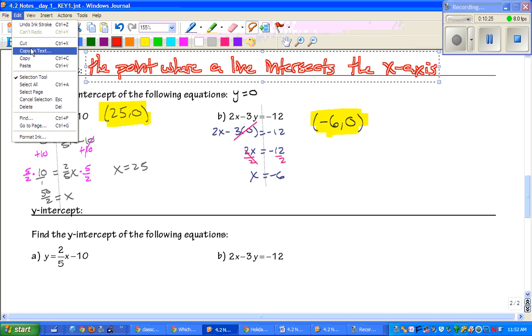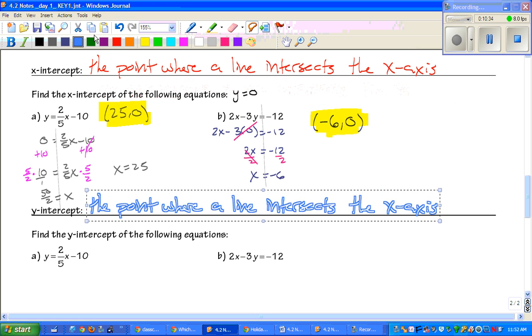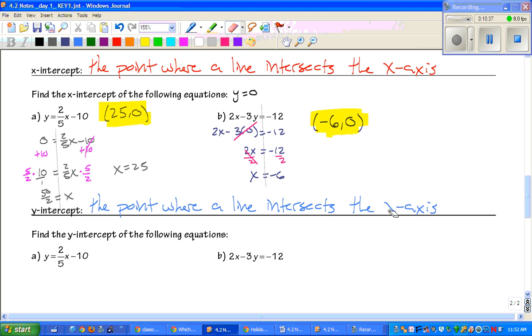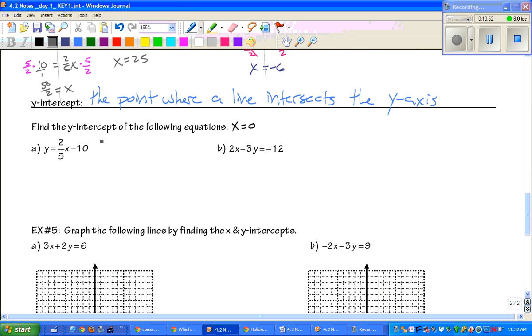Okay, now the next one is pretty much the exact same thing, except we're going to change something. It's not where it crosses the x-axis, it's where it crosses the y-axis. Okay, and for these ones, x is going to equal 0. So let's go ahead and solve these. So y equals 2/5 minus 10. Those cancel out, and you're just left with y equals negative 10. So the point here would be 0, negative 10.